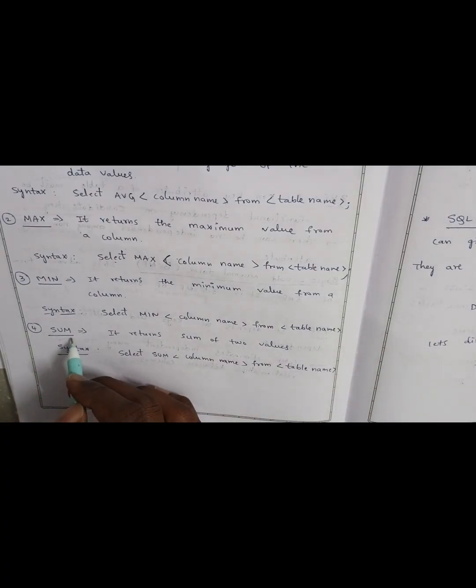Next one is sum. It returns the sum of the values. If we give any aggregate function, it gives the sum of the total column. The syntax is the same as minimum: select sum, column name, from table name.